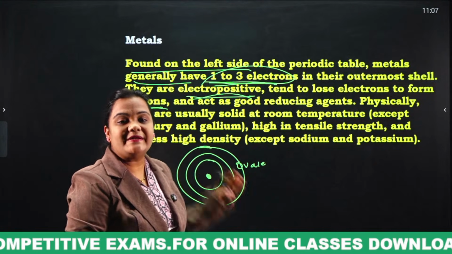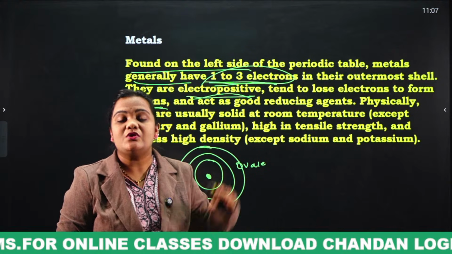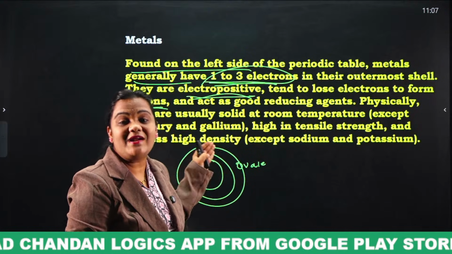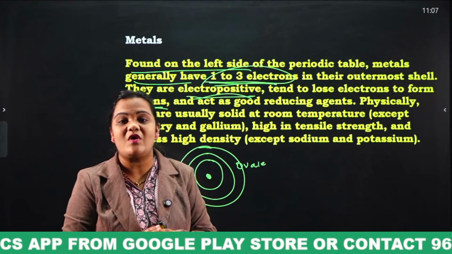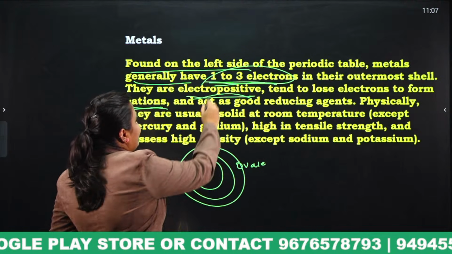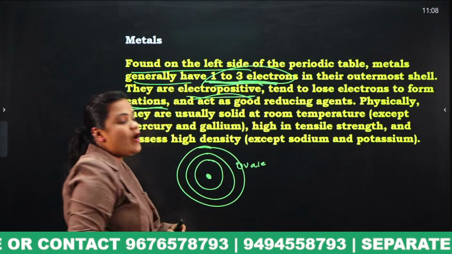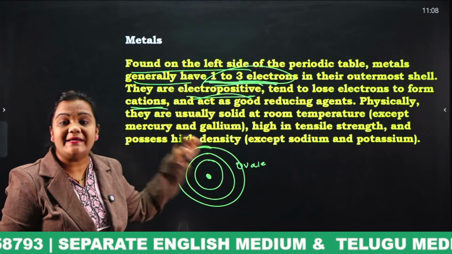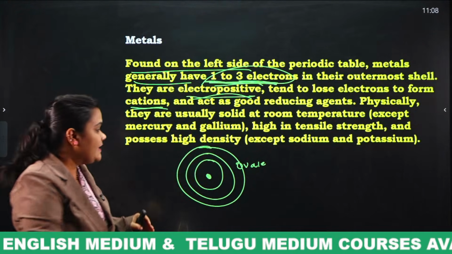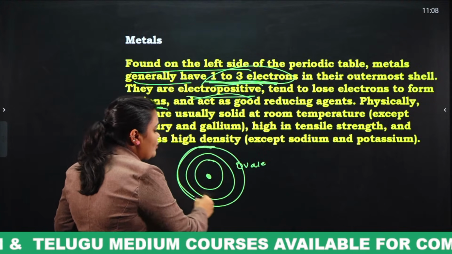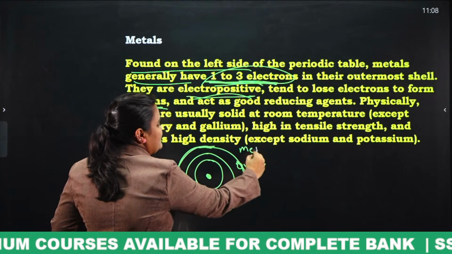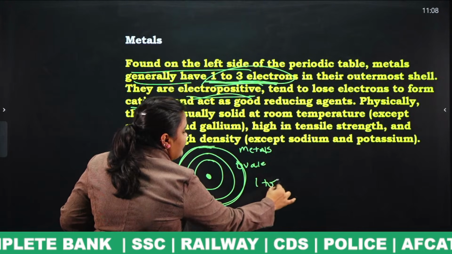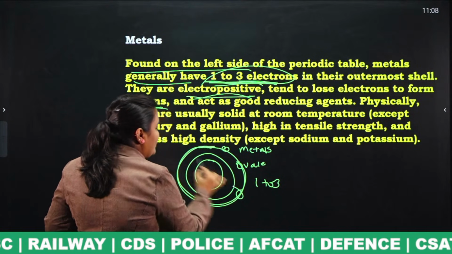Okay, what are these metals? The elements which are present on the left side of the periodic table are considered as what, students? Metals. They have 1 to 3 electrons in their outermost shell. That means this is considered the outermost shell, and for these types of metals, the electrons will be 1 to 3.